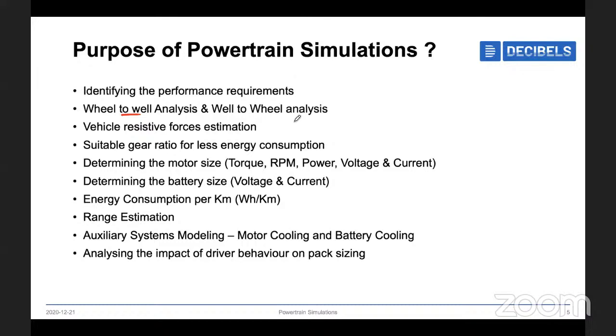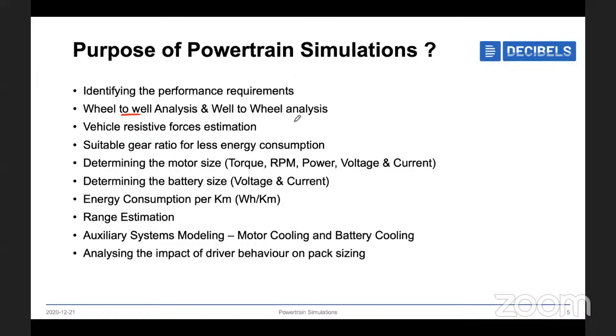And finally the range estimation. This is not the prior goal for a formula event, but it is very important because we have to complete a number of laps, let's say 18 laps. When we are estimating the battery pack size, we have to estimate the distance the vehicle has to travel. That's where the range estimation comes into the picture, and through these powertrain simulations we can understand that particular point also.